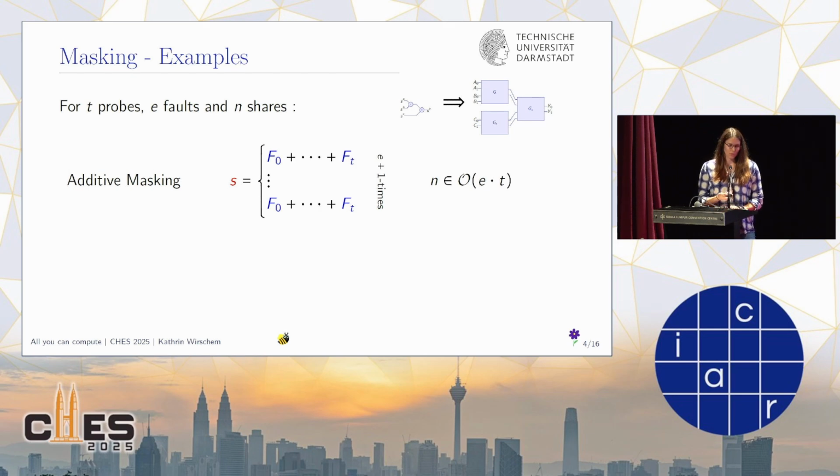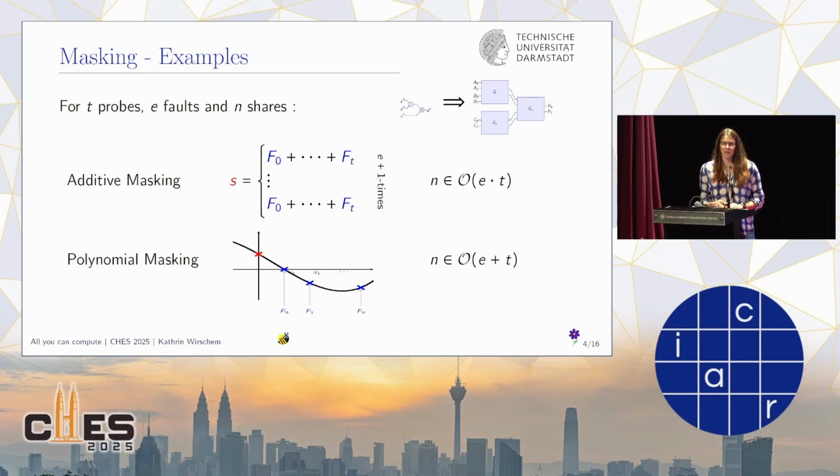We can also consider, for example, polynomial masking, where in this case our secret is set to be the 0th coefficient of our polynomial, and all other coefficients are chosen uniformly at random. Then we evaluate our polynomial at predetermined points, not the 0, to obtain our shares f_i. In this case, we can have n, the overall number of shares, in O of e plus t. And for the rest of the talk, we will consider polynomial masking.